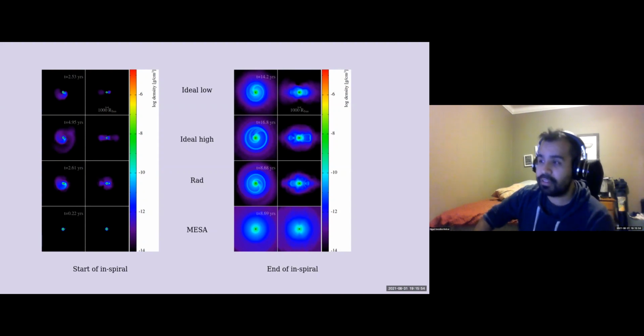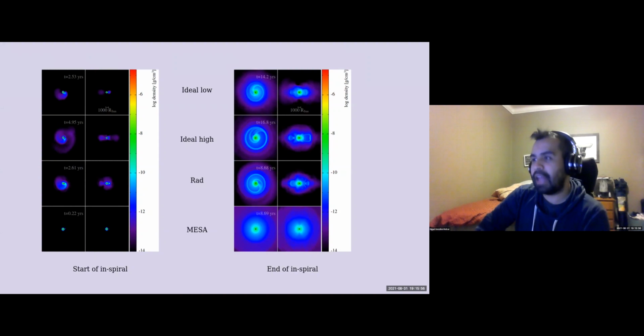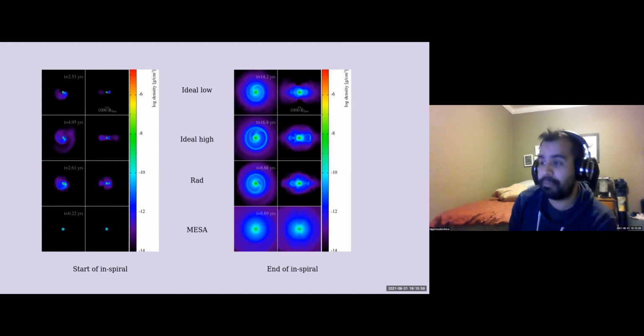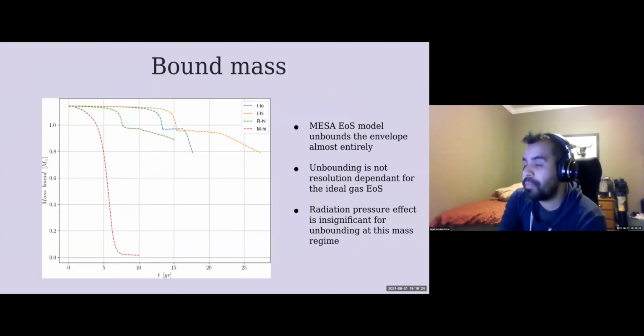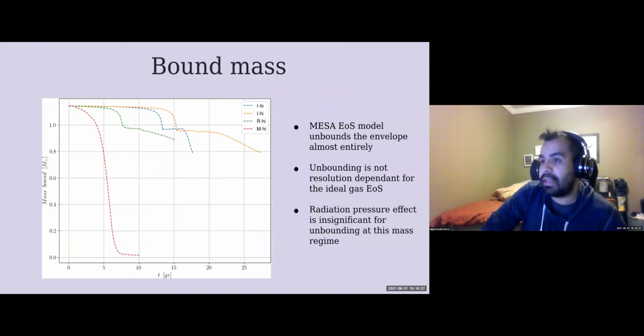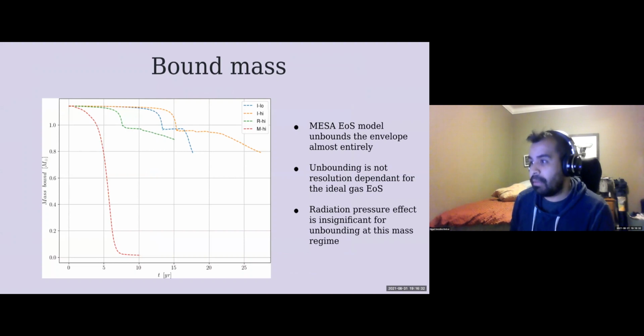We can see that the first three models are pretty much consistent, even though the absolute times are varied. The key moments are typically the same morphologically speaking. We also notice there's a small ring that appears in roughly the first three simulations, particularly in the ideal high resolution, and this will be important later. So this ring has a certain bound mass, which will be relevant in the next one.